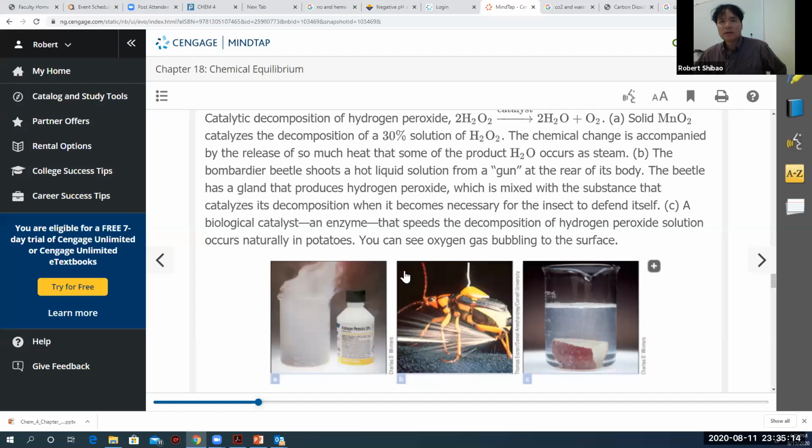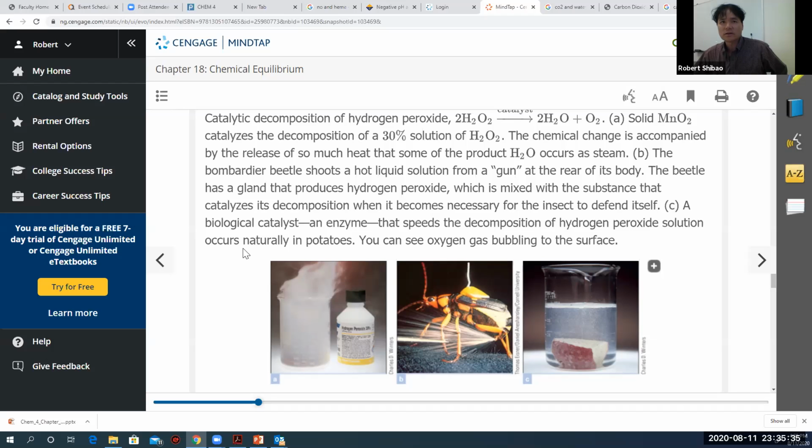I guess this is the bombardier beetle. The beetle has a gland that produces hydrogen peroxide, which is mixed with a substance that catalyzes its decomposition when it becomes necessary for the insect to defend itself. A biological catalyst, an enzyme. Enzymes are biological catalysts that speed up the decomposition.